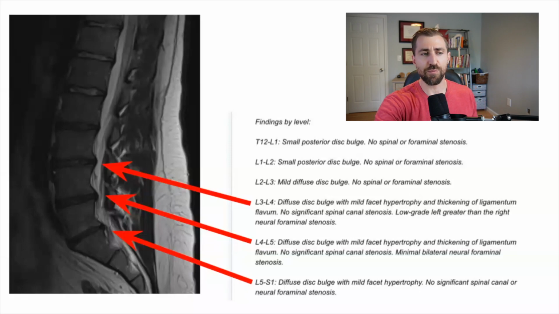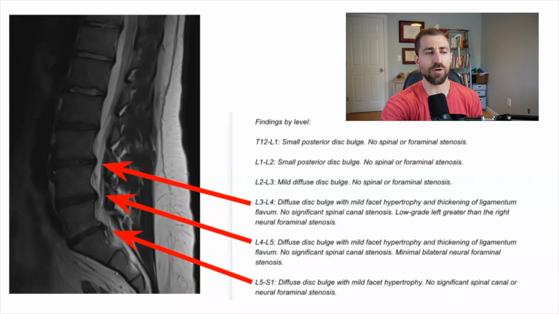Okay. You can kind of appreciate the disc bulge coming out and contacting up against the nerves as they exit. Okay. And I tried to put this arrow based on the level so you can kind of see what's going on. At the L4, L5 level, there's a diffuse disc bulge with mild facet hypertrophy and thickening of ligamentum flavum. No significant spinal canal stenosis. Minimal bilateral neural foraminal stenosis, which is great, right?